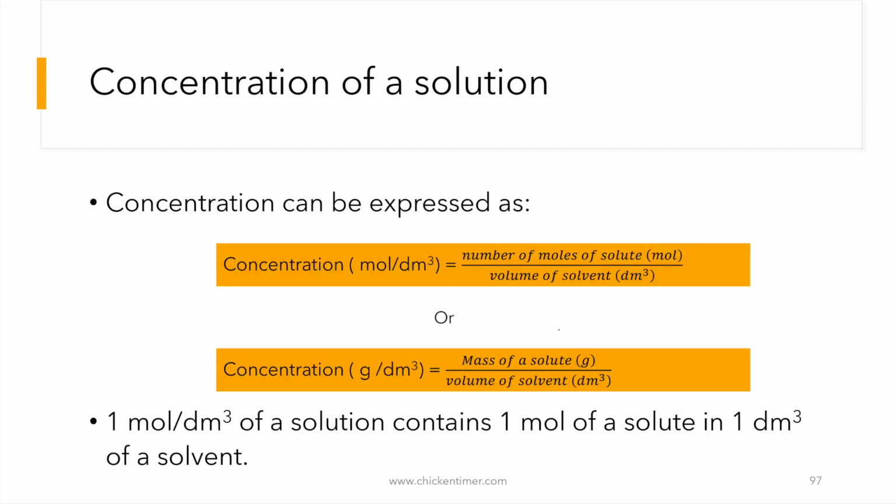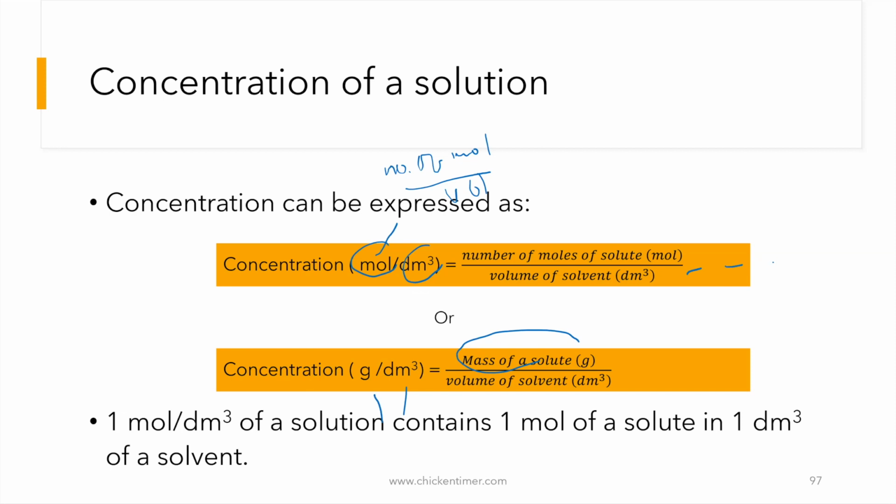Magic formula. My students tell me that they remember it this way. Concentration in mole per dm cube, that means they put number of moles divided by volume. Then if it's gram per dm cube, they use the mass over volume, mass of the substance over volume. Then if you cannot remember the formula, use proportion.